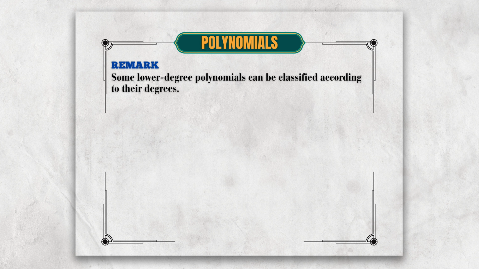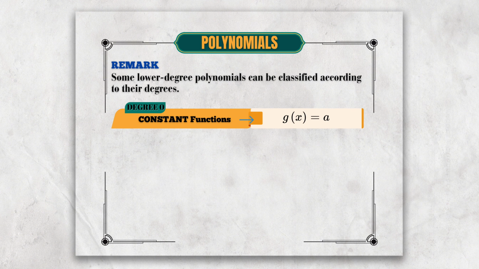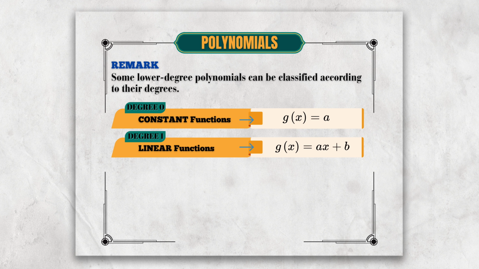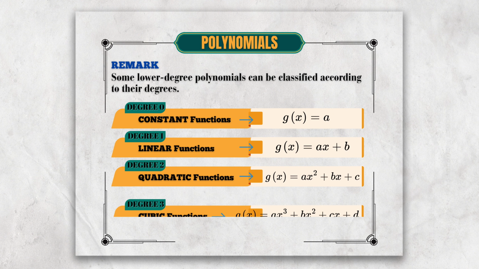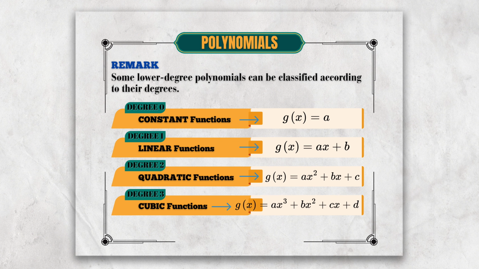Some lower degree polynomials can be classified according to their degrees. For example, polynomials of degree 0 are constant functions. Degree 1 polynomials are linear functions. Degree 2 polynomials are quadratic functions. And degree 3 polynomials are cubic functions.